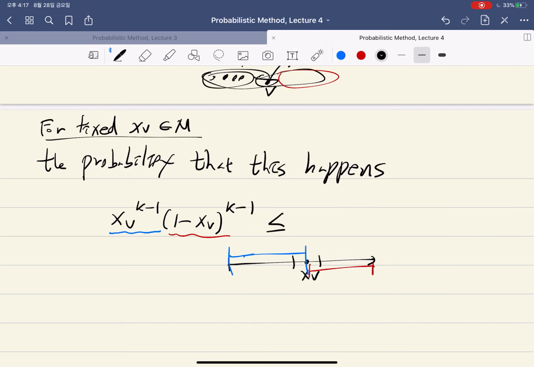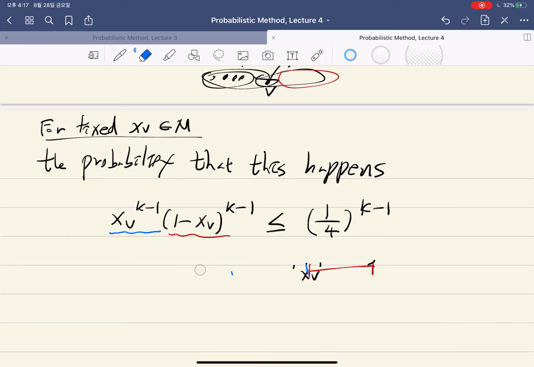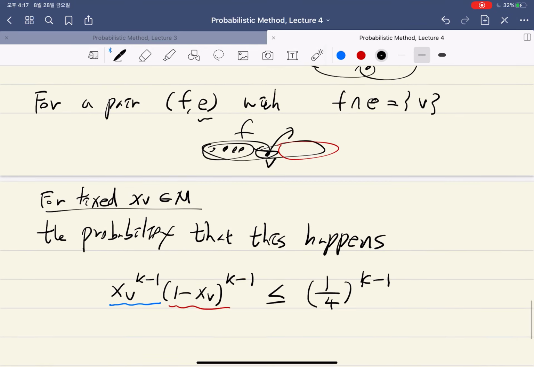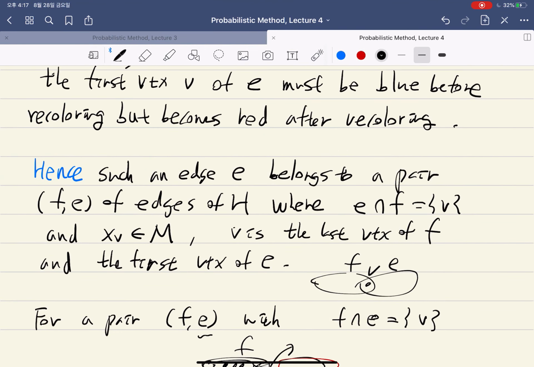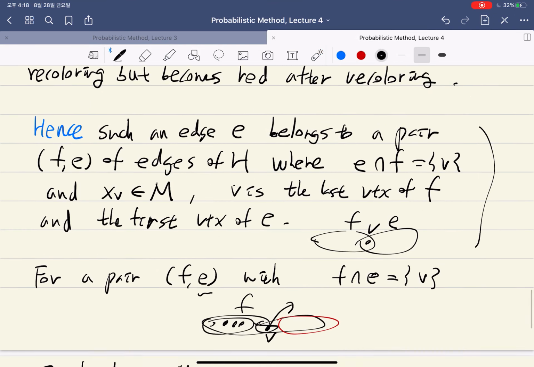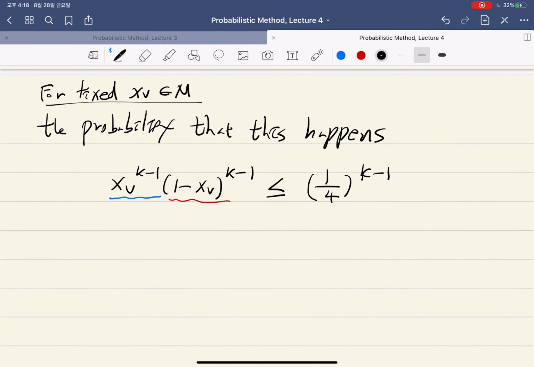And we know that they sum to 1, so we know that this is at most 1/4 to the k minus 1. So also, for this to happen, for this pair, we also, in addition, have to have this event that xp happens to be in M.